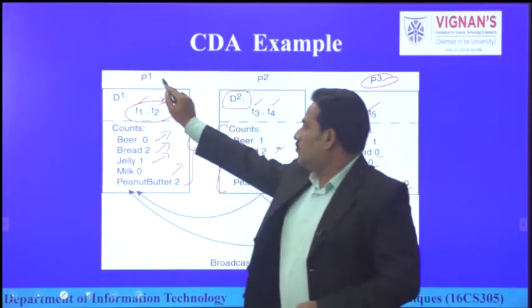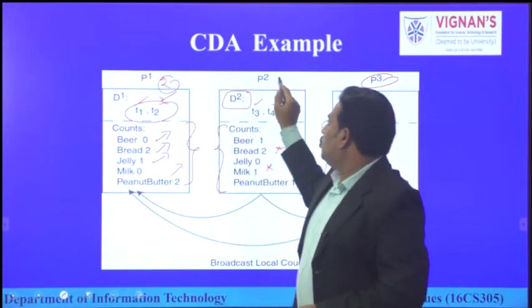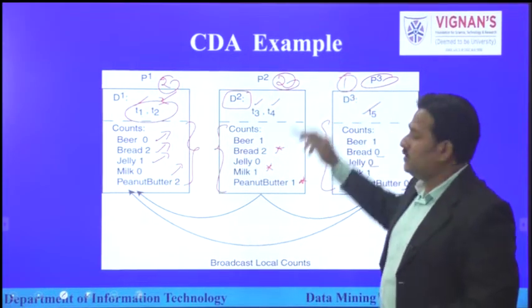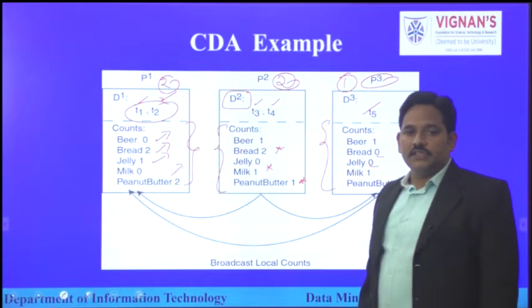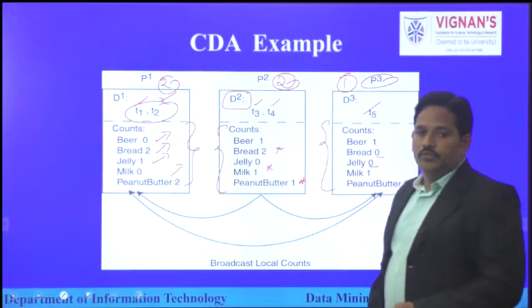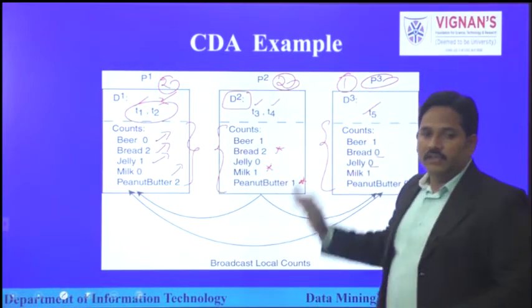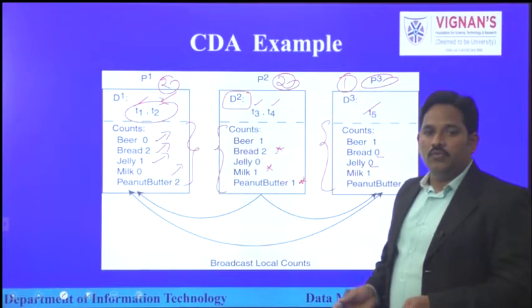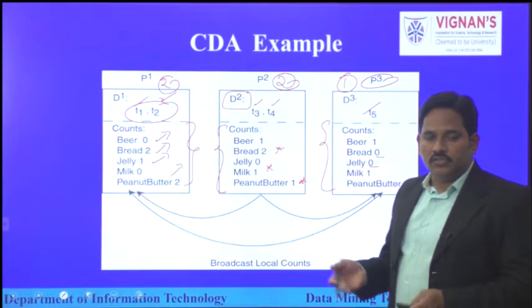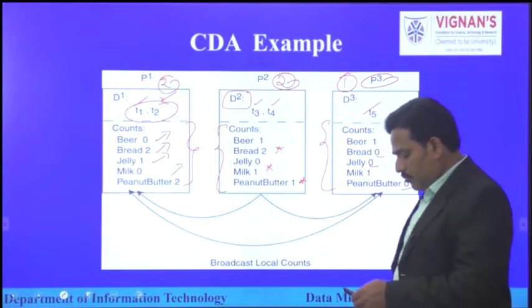Totally 5 transactions. 2 transactions in one partition, 2 transactions in the second partition, and the remaining 1 transaction in the third partition. That is T1 and T2 in D1, T3 and T4 in D2, T5 in D3. So in parallel, we are applying the Apriori algorithm on the data. So this is called the count distribution algorithm.